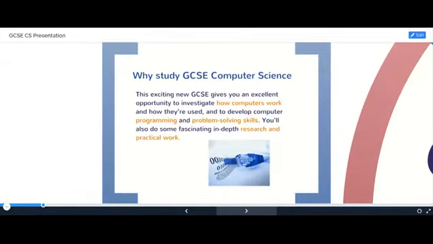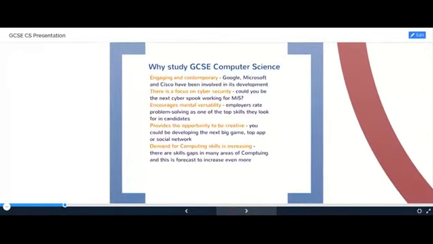So firstly, why study GCSE Computer Science? This course gives you an excellent opportunity to investigate how computers work and how they're used, to develop your computer programming and problem solving skills. You'll have the opportunity to do some fascinating in-depth research and practical work. The course was developed with the likes of Google, Microsoft and Cisco to make sure it's engaging and contemporary. There is a focus on cybersecurity and hacking.